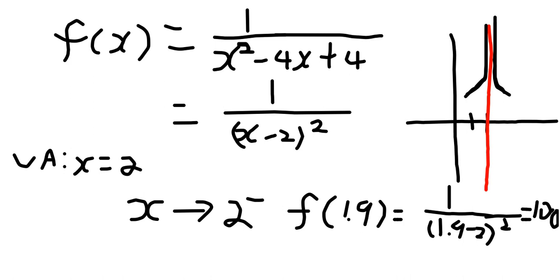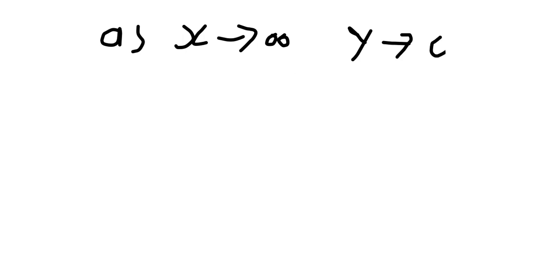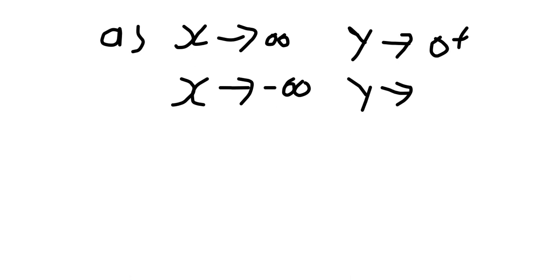As for your horizontal asymptotes, as x approaches infinity, you're dividing by a larger and larger number, so y is going to approach 0. And because everything's being squared, this is always positive, so it's approaching 0 from above. Likewise, as x approaches negative infinity, y is approaching 0 from above.